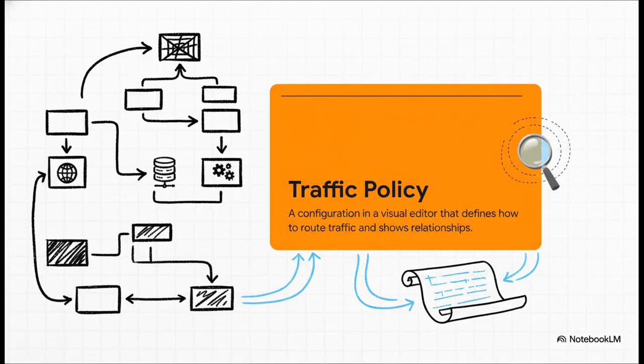So the heart of Traffic Flow is this thing called a traffic policy. And really, just think of it exactly like that visual blueprint for your web traffic. It's like a flowchart. You can see precisely how a user's request is going to travel through your system, from the failover rules all the way to the specific server endpoints. All of a sudden, the entire logic is just right there, visible in front of you.